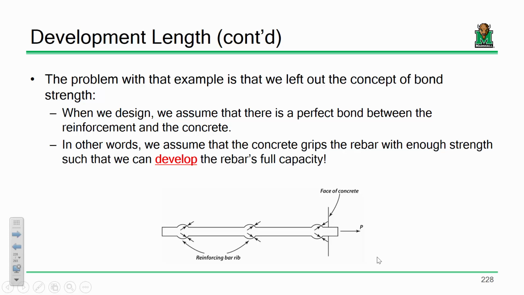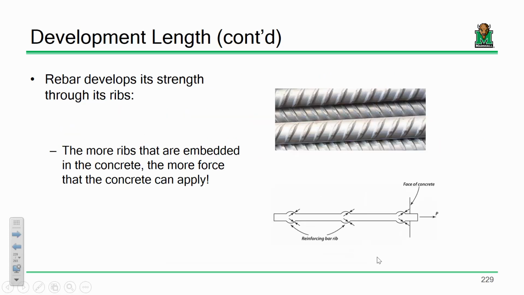How many of you have ever seen what rebar looks like? It looks like this, right? It's not smooth bars. If you take a look at rebar, it's got these little ribs on it. What are those ribs for? They're for bonding with the adjacent concrete, right?